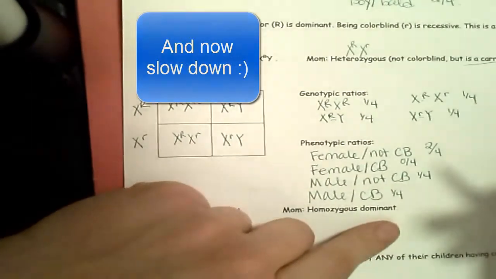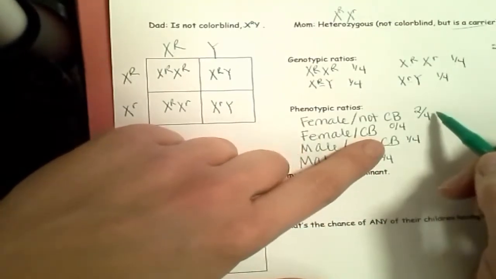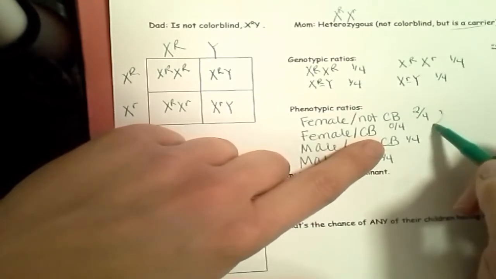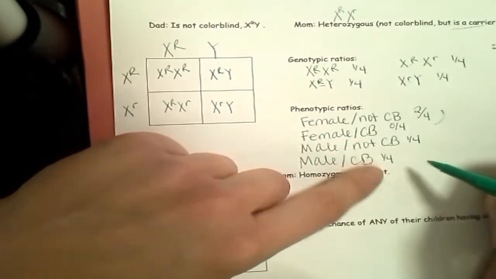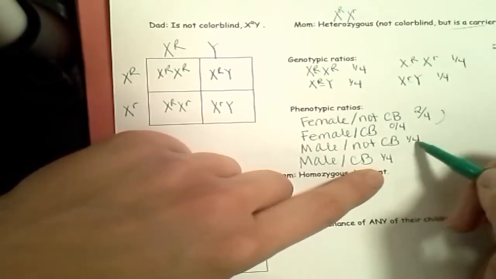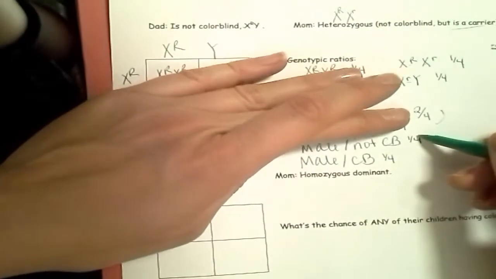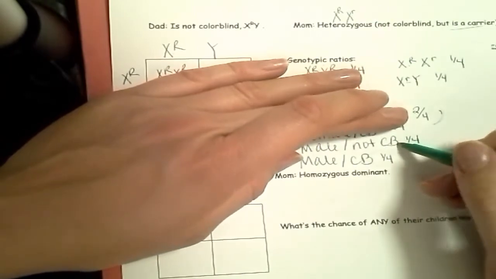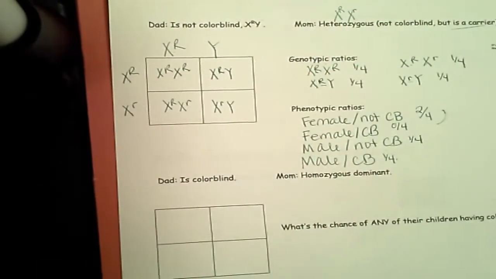So now we have some differences here. If they have a girl, there is no chance their girl will be colorblind. A girl will always be able to see color in this case. But if they have a boy, there's a 50-50% chance, because if we're looking at boys only, half of the boys would be colorblind, half would not.